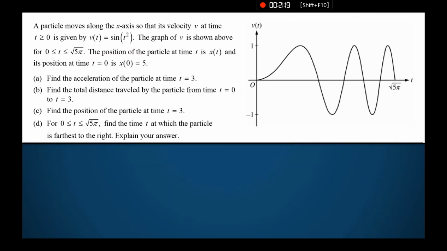For the rest of this, I've got one more free response question for us to go over, and then we'll get to the homework. So here I've got a particle that's moving along the x-axis, and the velocity is given by sine of t squared. And we've got our graph of velocity and time here. The position of the particle at time t is x of t, and the position at 0 is 5. Okay, so I've heard a lot from Oliver so far, so I'm going to jump over to Junho. How can I find the acceleration at t equals 3?